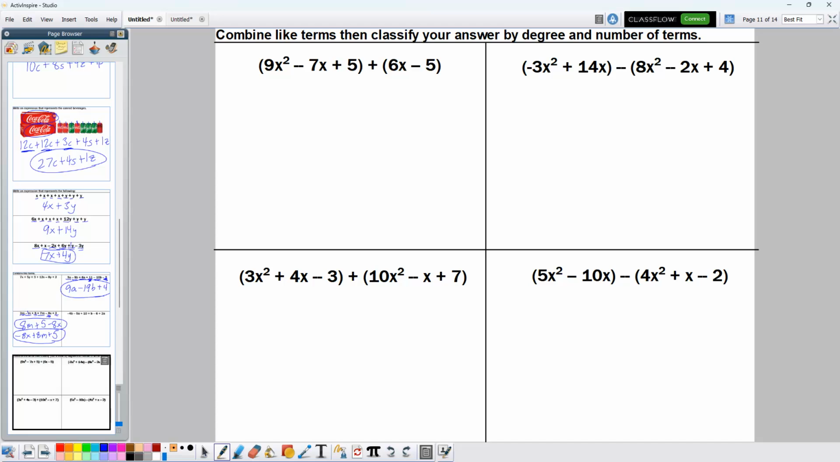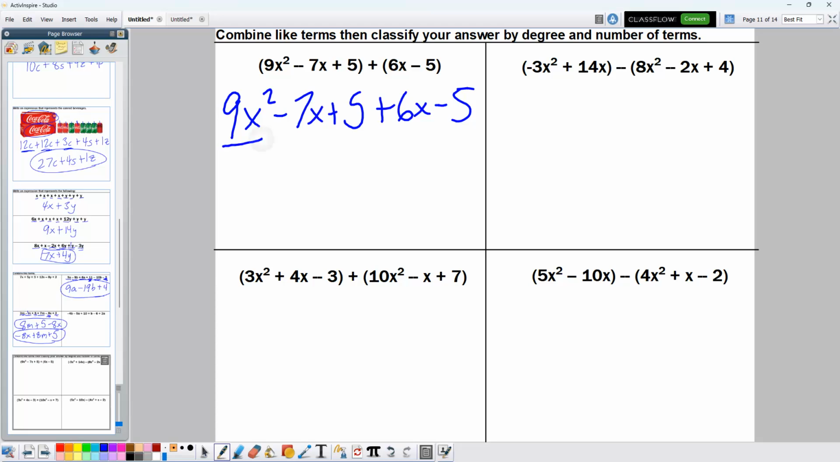Okay, if there is a plus sign right there with the parentheses, you can forget that the parentheses are even there. This is almost like a cooler full of Cokes and Sprites, and you're going to add it to this little cooler of Cokes and Sprites over here and see what all goes together. So I'm going to have 9x squared minus 7x plus 5 plus 6x minus 5. And then I'm going to underline my like terms just like I just did.